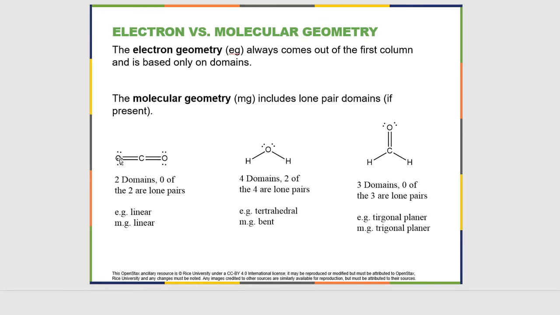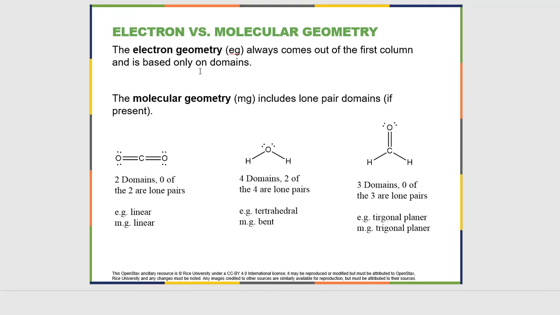Carbon has two domains, two atoms. It does not matter that it's a double bond. A double bond does not count as two domains because the atom takes up space, not the double bond. We'll talk more about double bonds in the next chapter. So in this case, we have two domains. Zero of the two domains are lone pairs.